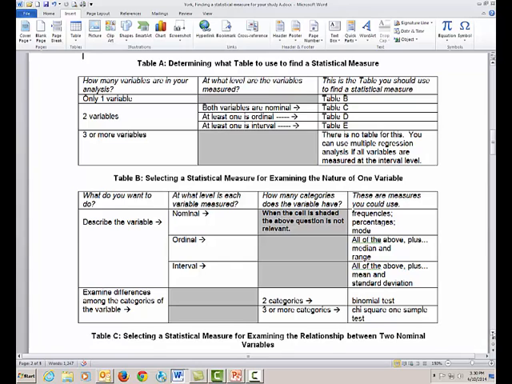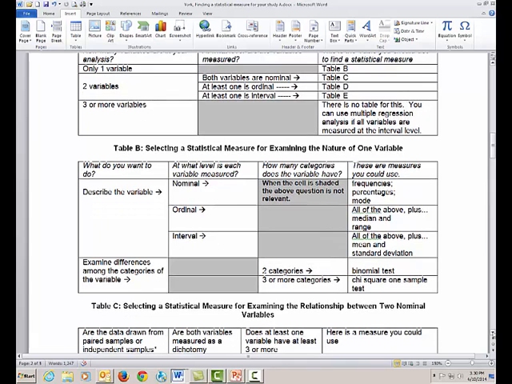You'll see also if the task before you is to examine differences among the categories of the variable, that if you have two categories moving across the table, you would use the binomial test. If you have three or more categories, you would use the chi-square one sample test.